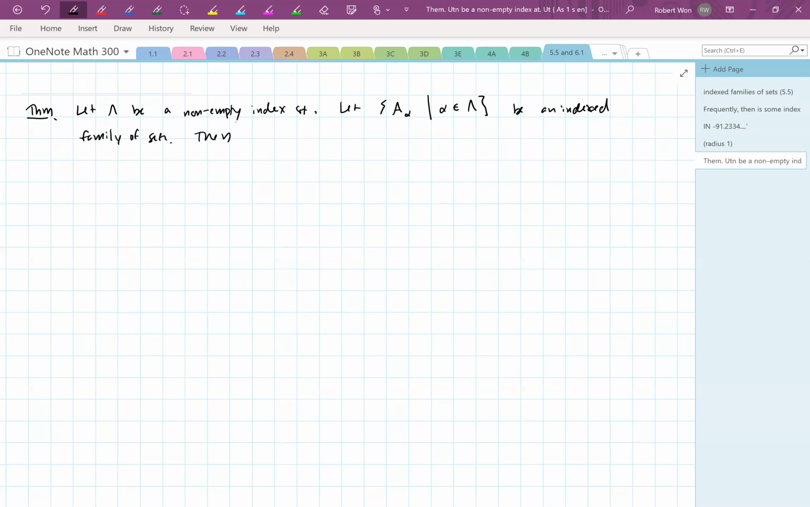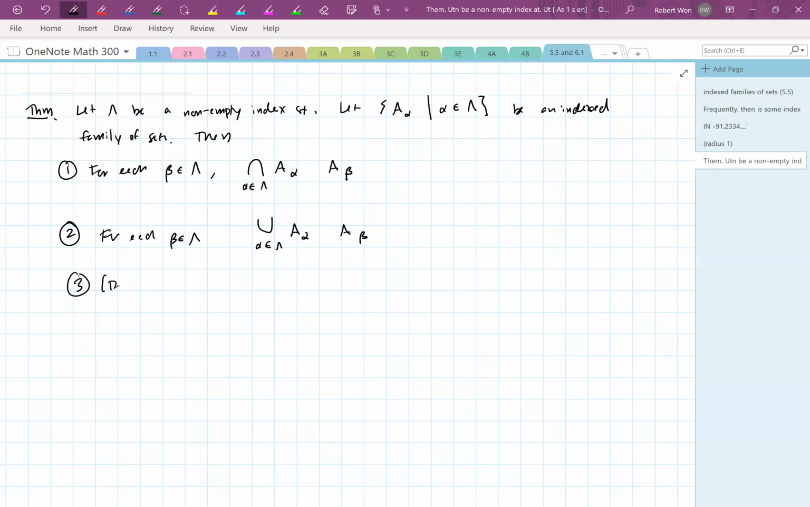the following things are true. So 1, for each beta in Lambda, let me write down the two sets I want to talk about, and then you can think about what I should put there. 2, for each beta in Lambda, I could take the union. And 3, I'll call De Morgan's law. Remember, De Morgan's law was about taking complements of intersections and complements of unions. So let's leave some space here.